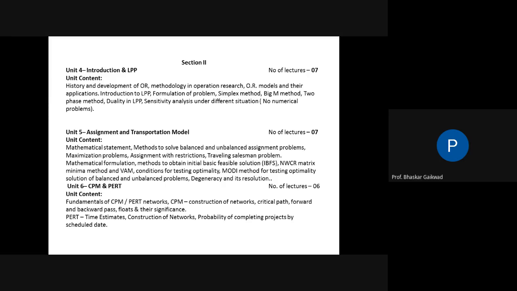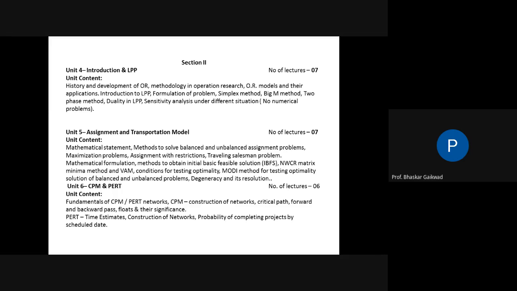Assignment means we have to assign the work to the machines or man on the basis of what is the best or optimum solution that we have to decide by using assignment. And transportation problem, to reduce the transportation cost, which is the shortest route that the man or material need to follow, so that transportation cost will get reduced. So two three methods are there. These parts we are going to study under this.